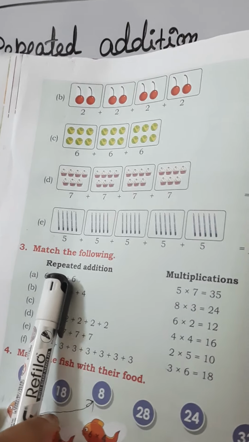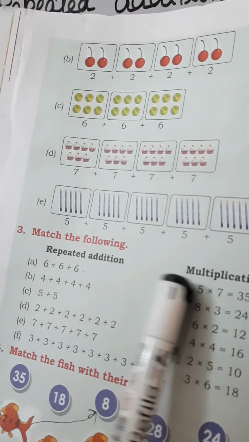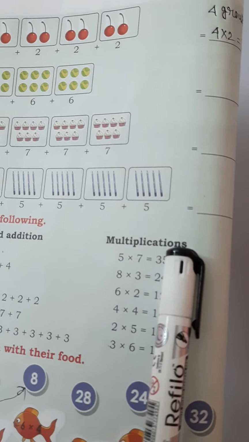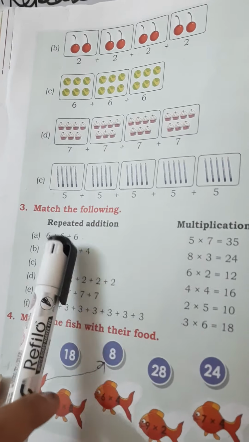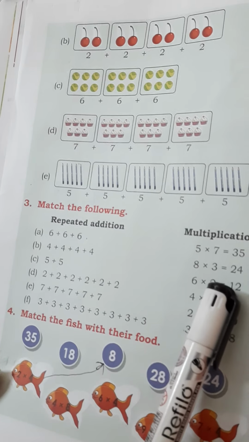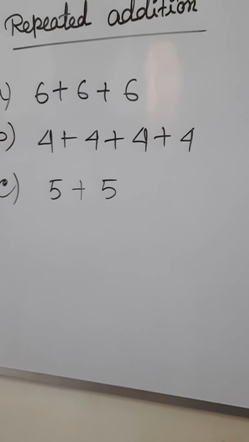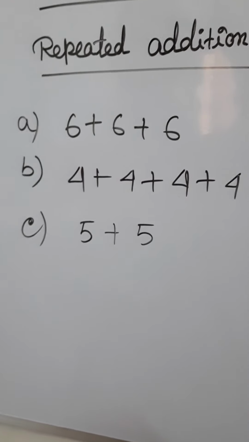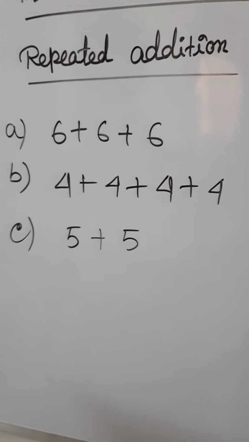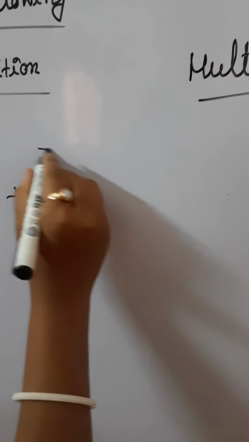Here on this side we have repeated addition, and on this side multiplication. So we have to match this side to this side. Let's go to today's board work. Here I will write some examples of repeated addition, and here we have to do the multiplication.